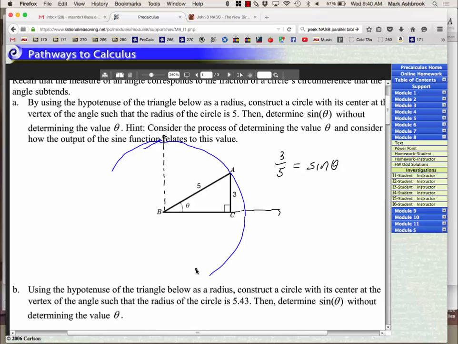Questions on that? So again, you're seeing it two ways. Yes, it's opposite over hypotenuse, but you're seeing that by doing 3/5, you're measuring AC using AB as its measuring stick. You're saying what fraction of the radius 5 is 3? 3/5, 0.6 of the way. So sine equals 0.6, 0.6 of a radius length.